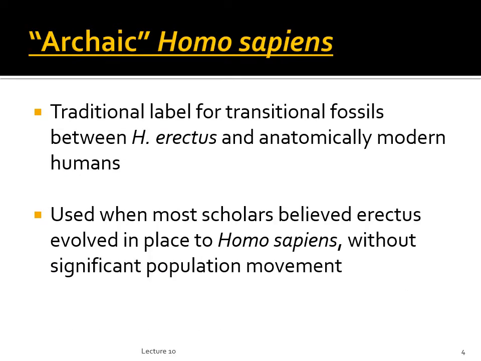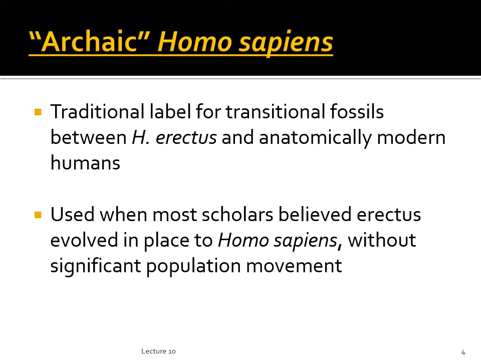But let's go back to the Middle Pleistocene and Lower Paleolithic first, and look at how our ancestors physically changed from Homo erectus. For many years, the general consensus among most paleoanthropologists was that Homo erectus populations throughout the world slowly evolved, mostly in place, into Homo sapiens.